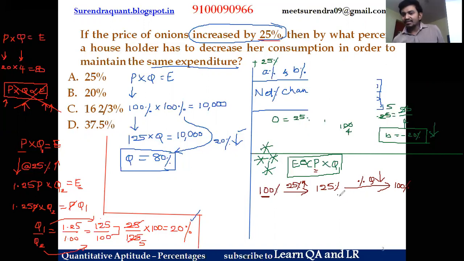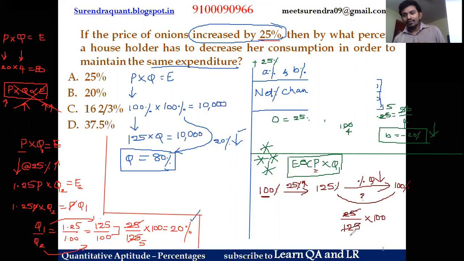Now, what is this percentage decrease? What is this percentage change? Simply change in value, 125 minus 100 by, from where it decreases, from 125 it decreases, and to convert into percent, into 100.